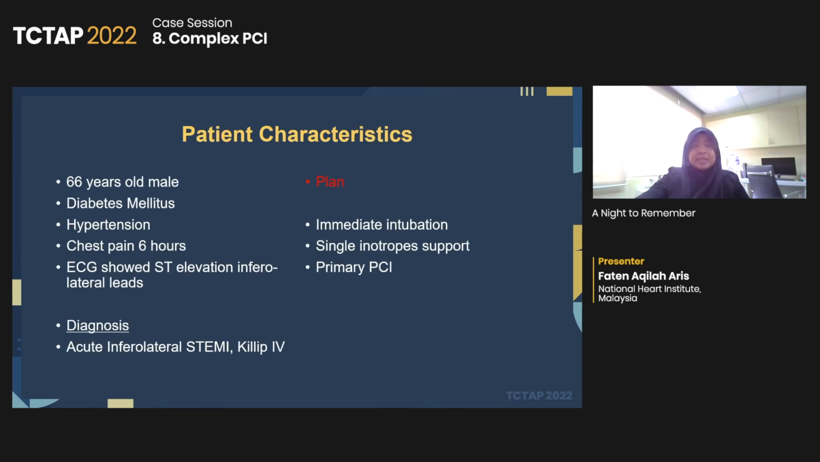So my patient is a 66-year-old gentleman with underlying diabetes and hypertension. He presented to another hospital, a non-PCI capable hospital, with a history of chest pain for 6 hours. The ECG showed ST elevation over the infralateral leads. So the patient presented with acute infralateral MI, Killip class 4, and also APO. When the case was referred to me, I discussed with my consultant and was immediately asked for intubation, and then initially was supported with single inotropic support and was asked to transfer to our center for a primary PCI.